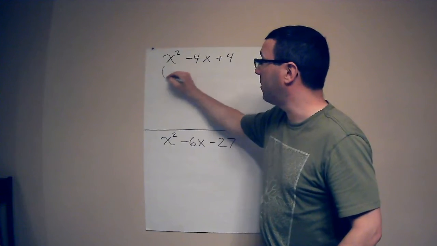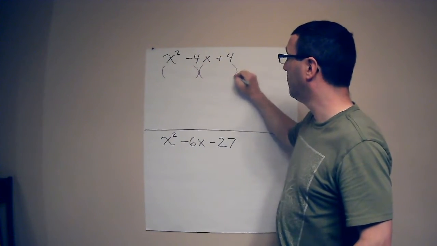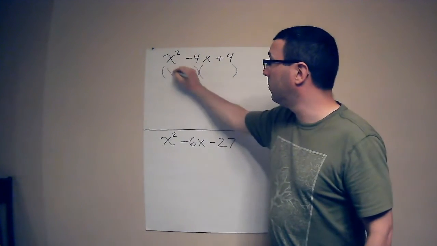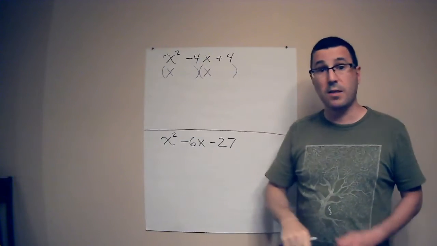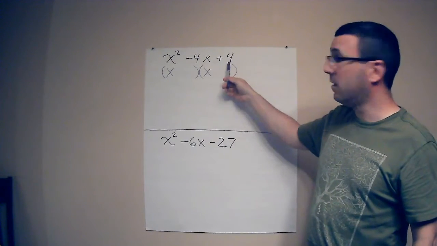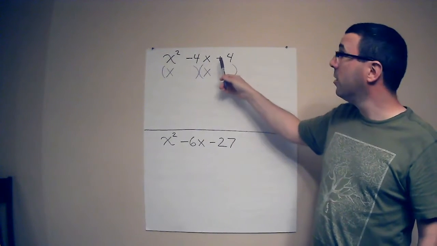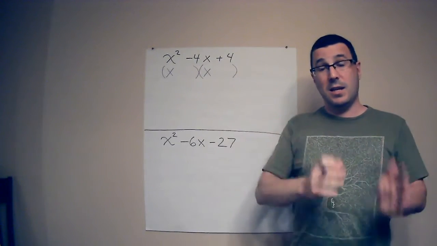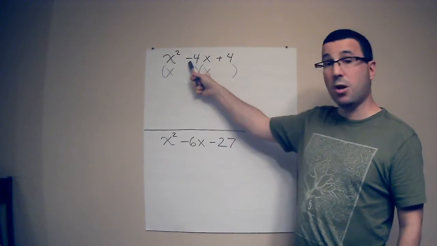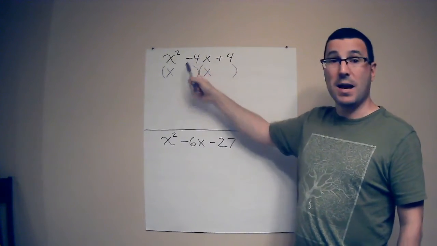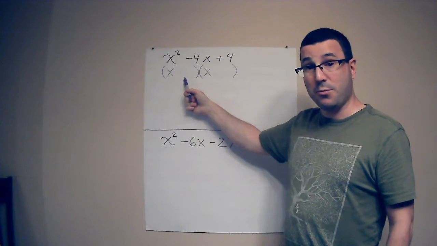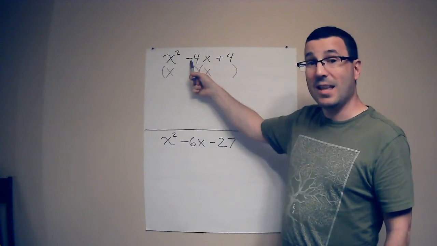So I'm going to set up my parentheses. Since x doesn't have a number in front of it, I'm just going to throw x right in the front of those parentheses. Okay. Next, I look at my final term. It's plus 4. So that's a plus. That means that in both parentheses I'm going to have the same sign, the same operation. So I look to the middle term to tell me what that operation is. It's a minus. So since this operation in each parentheses has to be the same, it's going to both be minus.